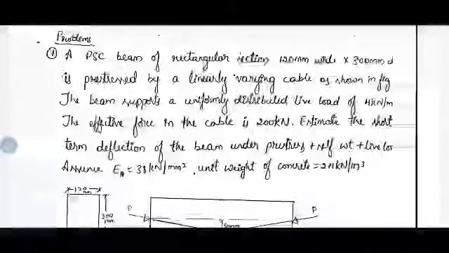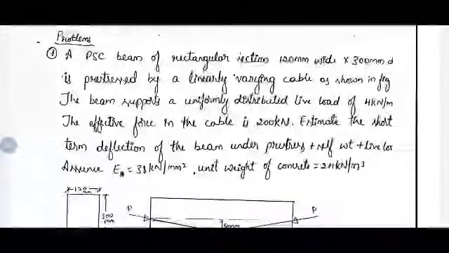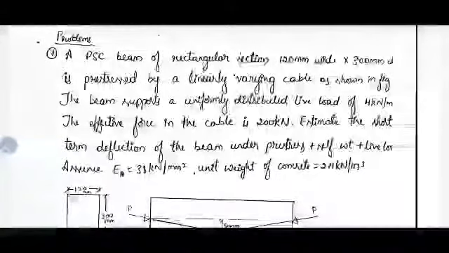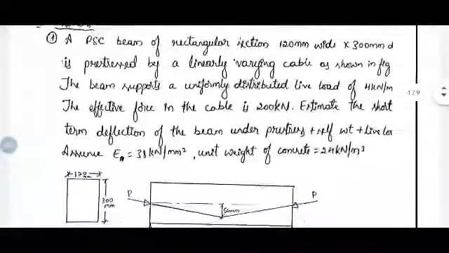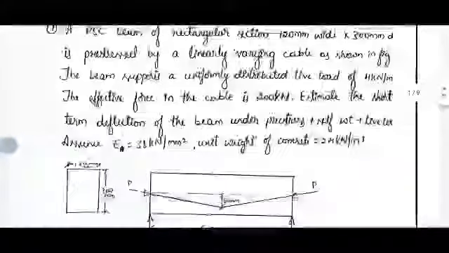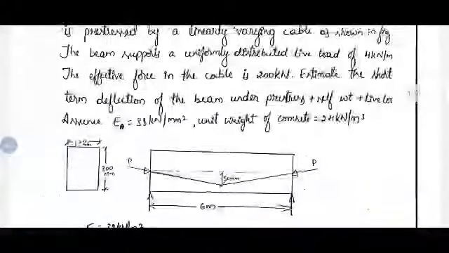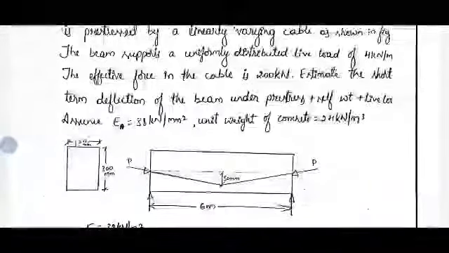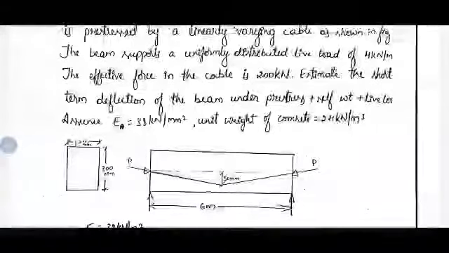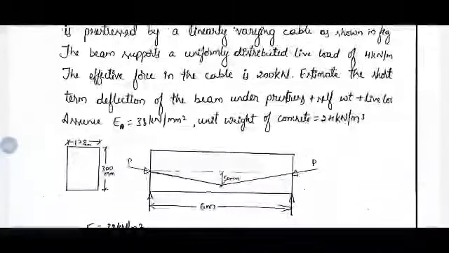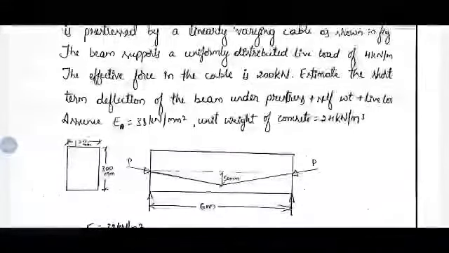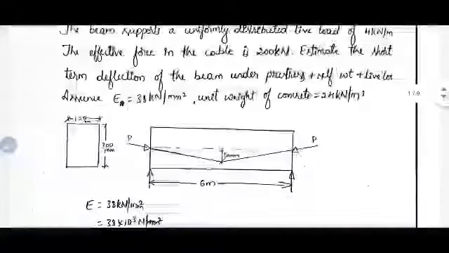The beam supports a uniformly distributed live load of 4 kN per meter. The effective force in the cable is 200 kN. Estimate the short-term deflection of the beam under pre-stress plus self-weight plus live load. Assume E = 38 kN per mm square, unit weight of concrete 24 kN per meter cube.